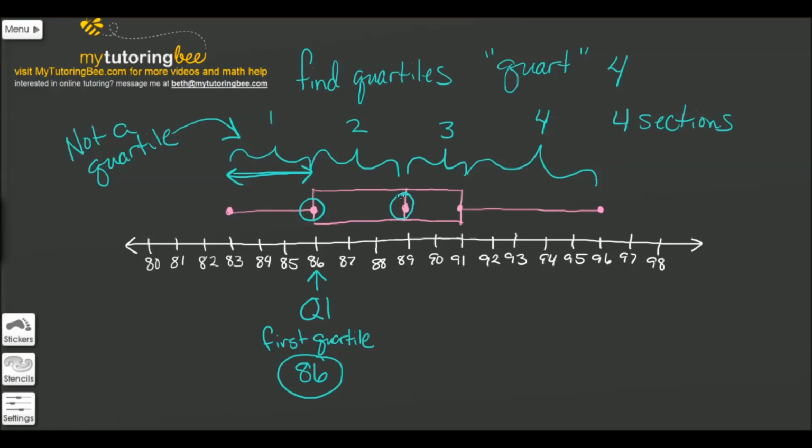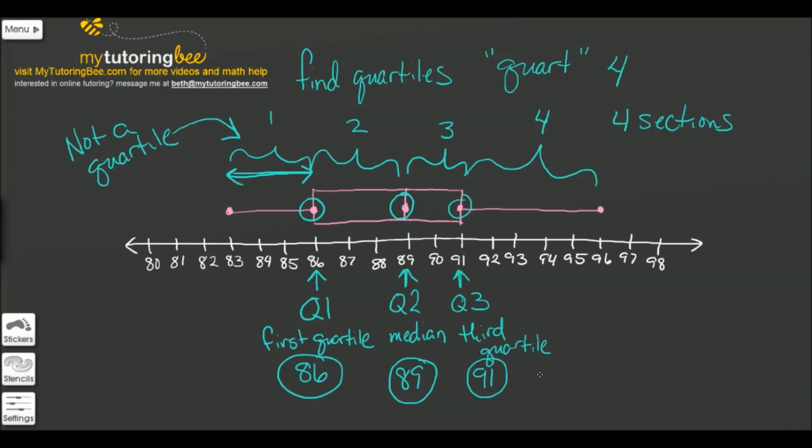So then the second quartile would be 89. So we can write that as Q2. We usually don't call it second quartile though. It's really the median because that is the very middle point in our data set. And then our Q3 is our third quartile. So again, that is the number that is represented at the end of that third section. So that would be 91 for this third quartile.